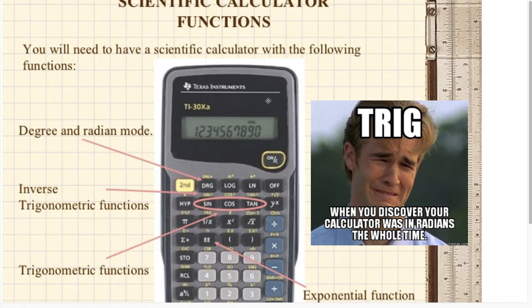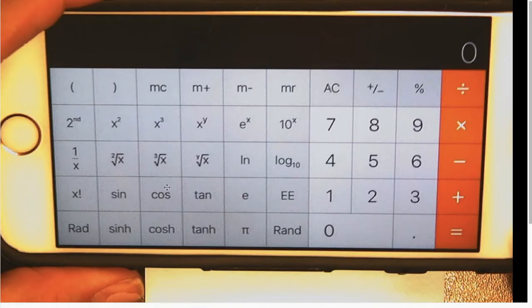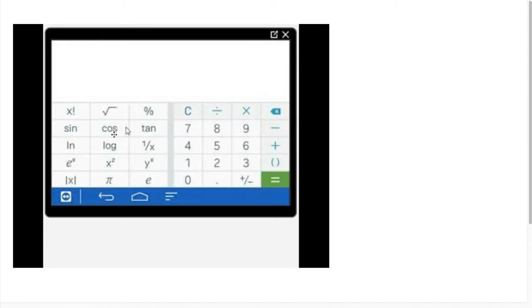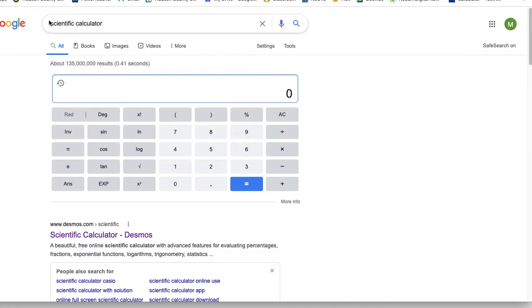Another thing you need to understand is that we need a scientific calculator that has sine, cosine, and tangent. You do have a scientific calculator in your phone that has sine, cosine, and tangent, and you have this button that says RAD, and if you click that button, it'll turn into DEG, and DEG stands for degree. Here is another example of a calculator on the Android: sine, cosine, tangent, which is what's important about this lesson. I also searched for a scientific calculator in Google, and as you can see here, there's RAD for radian, and then DEG for degree.